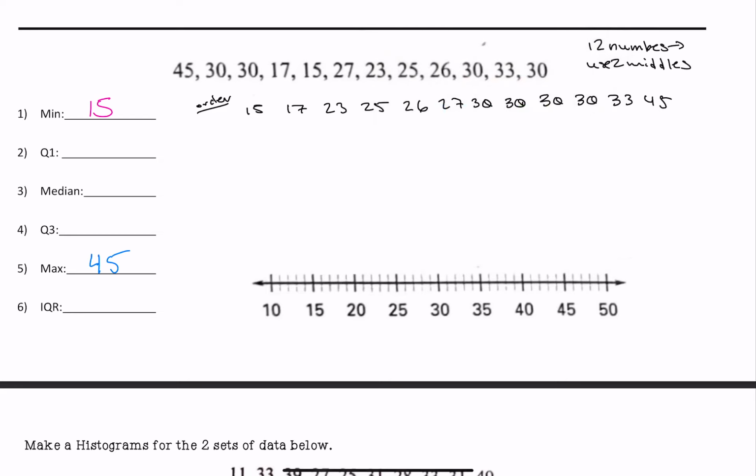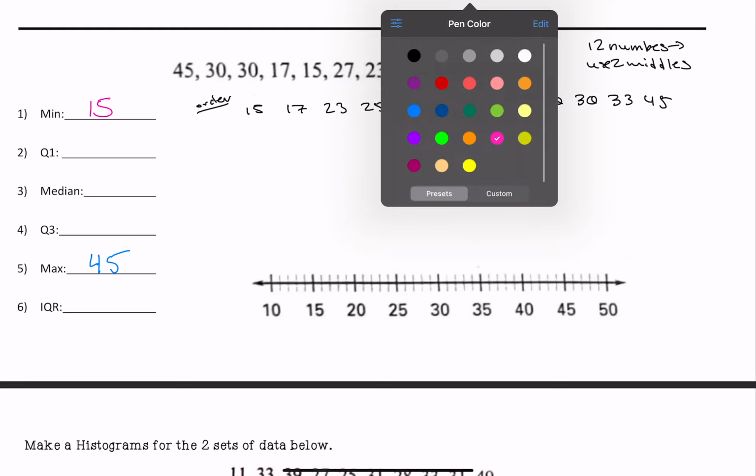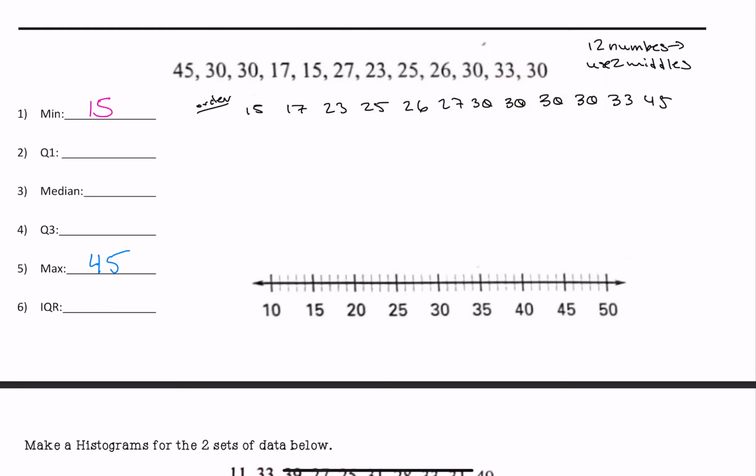Median is next, so we have to figure out, there are 12 numbers, so we're going to use two middles. So I gotta figure out 2, 3, 4, 5, 6. So my middle is gonna happen here somewhere between 27 and 30. So I'm gonna add those two numbers up, which gives us 57. Chop it by 2 because there were two numbers here, remember? And that gives me 28.5.